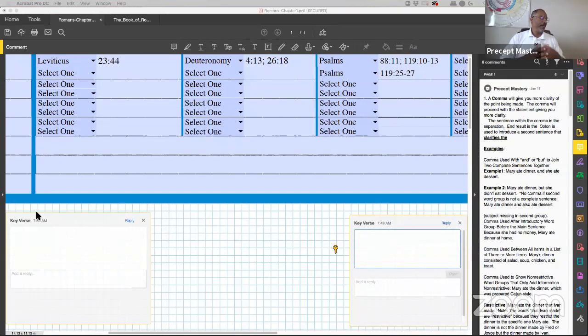And it says, and 25 is the start: my soul cleaveth unto the dust. Quicken me according to thy word. Why? Because there was a promise there.